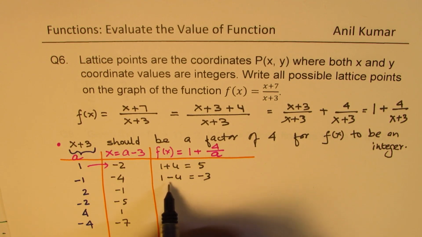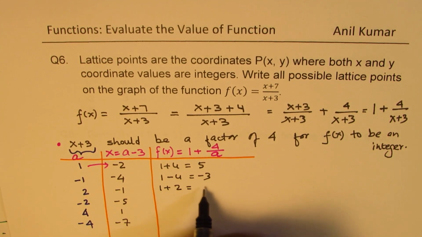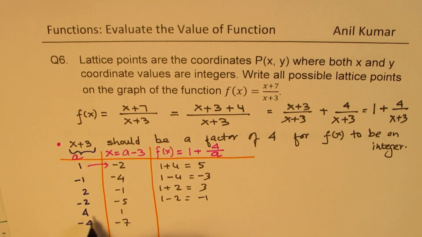2 means 1 plus 2, right? So it is 3, and when we say minus 2, so 1 minus 2, so that has to be minus 1. And for 4, it is 1, right? So 1 plus 1, which is 2, 1 minus 1, which is 0. Clear? So those are the values.